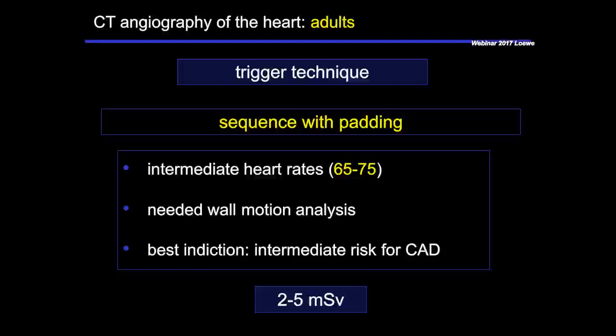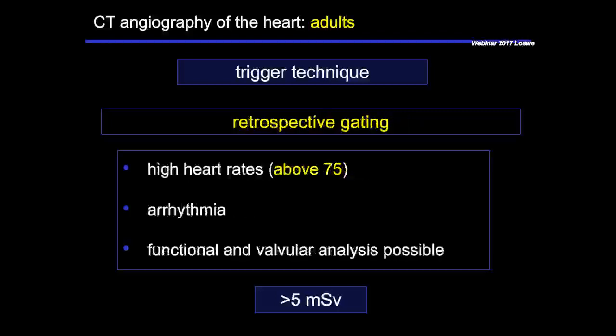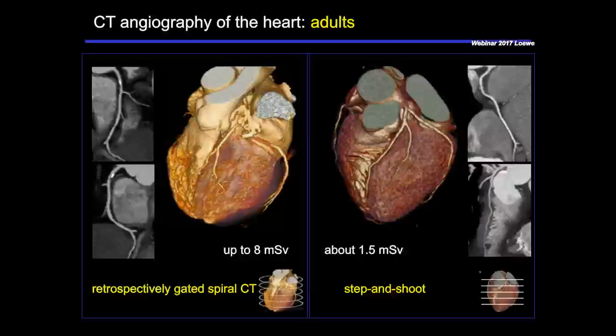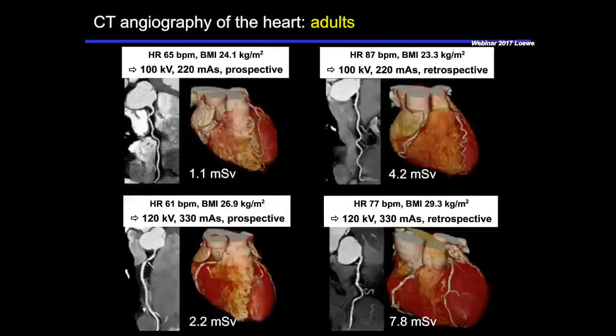And if the heart rate is really high, and we really would like to get functional information like the wall motion or for valvular analysis, we should go for the retrospective gating. But again, we are talking about a difference in the radiation dose between 1 millisievert and 8 millisievert. So it becomes challenging. And of course, it's our responsibility to select the appropriate triggering technique for the patient depending on the clinical situation.